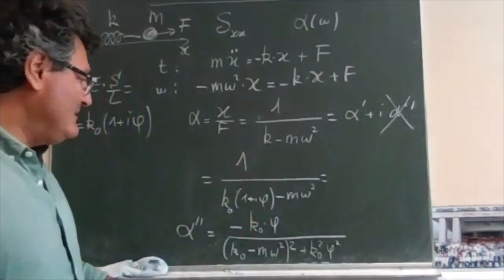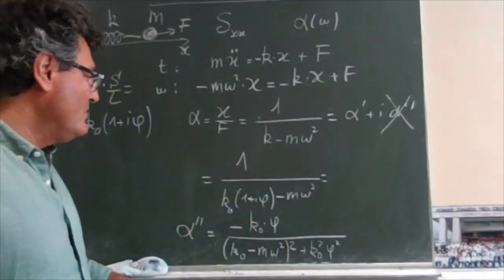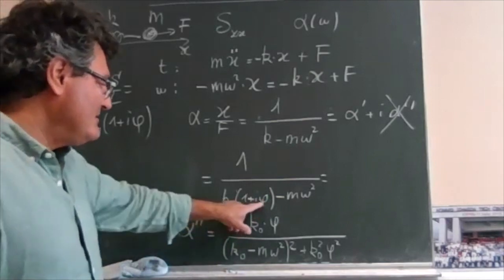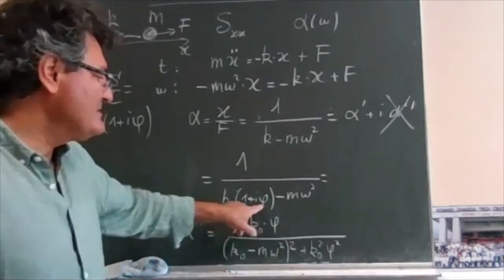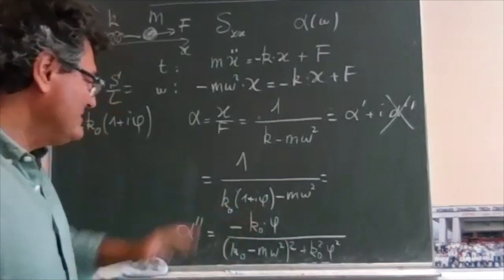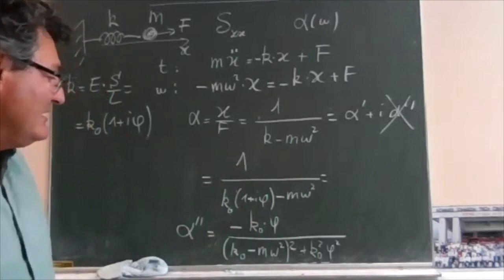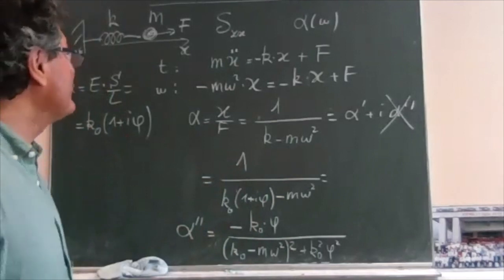And so the complex conjugate is proportional to k naught times phi with a negative sign. So therefore the imaginary part is just this.